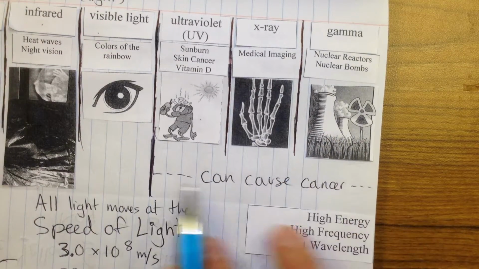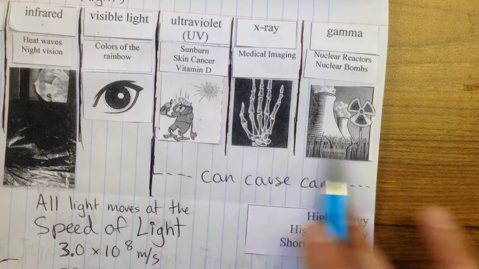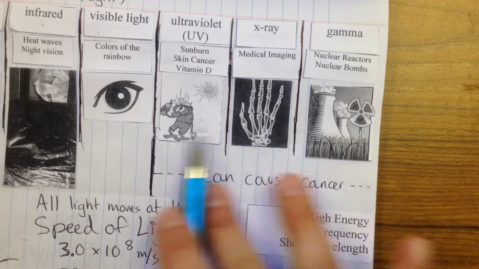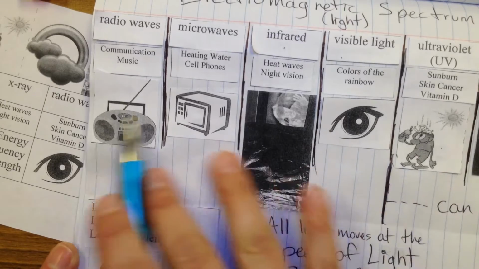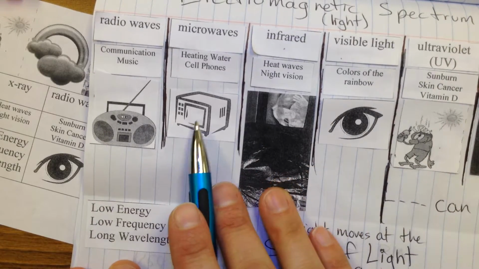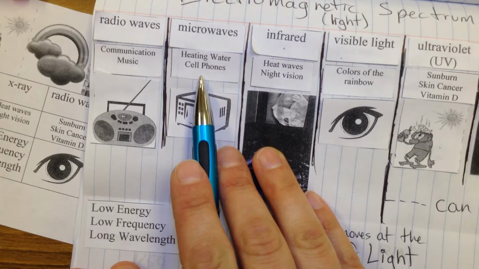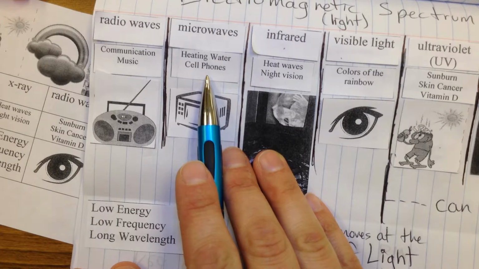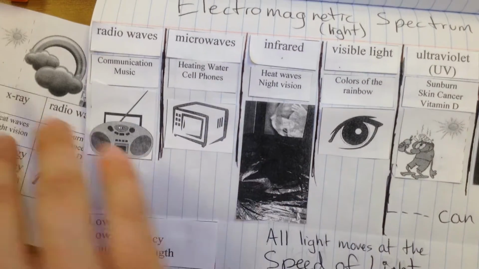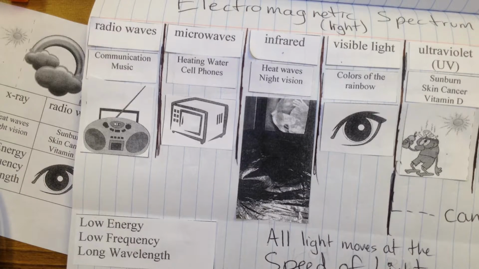So these can all cause cancer. Excessive exposure to this can cause cancer. These cannot cause cancer. Your microwave cannot give you cancer. Your cell phone cannot give you cancer. There is not enough energy to do it. Let me explain.